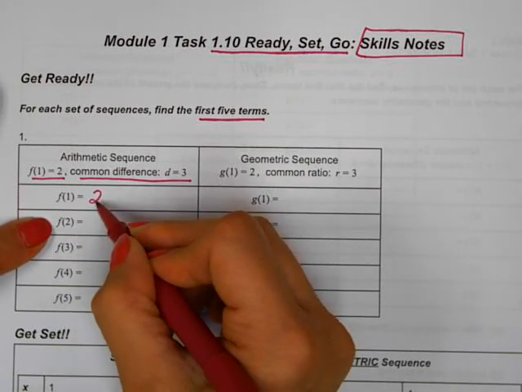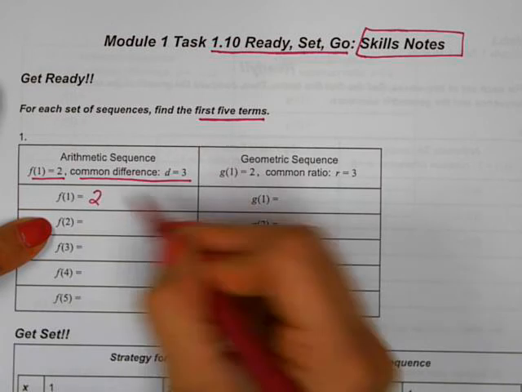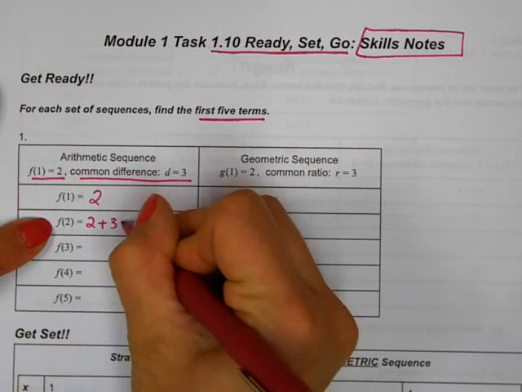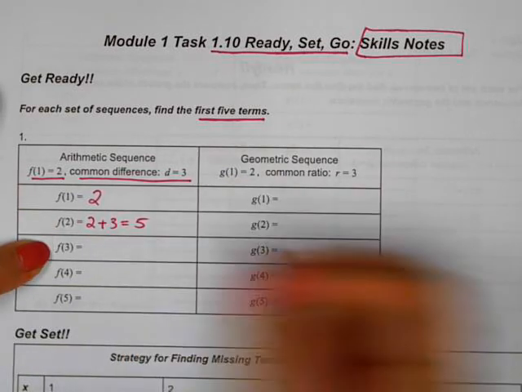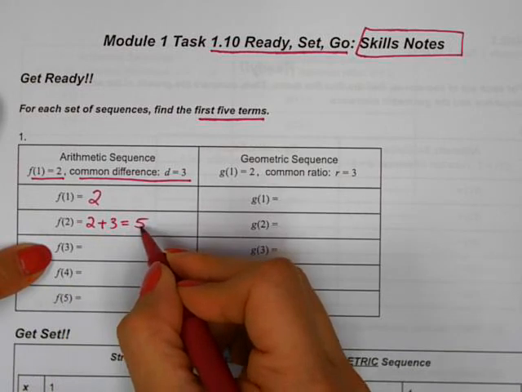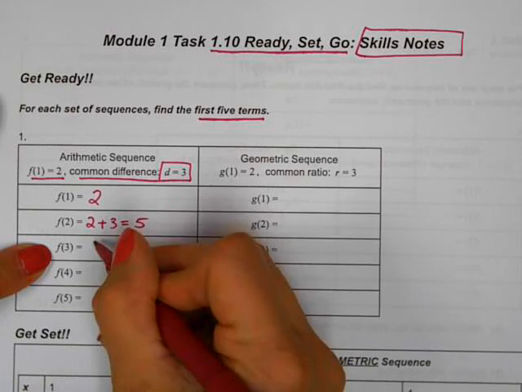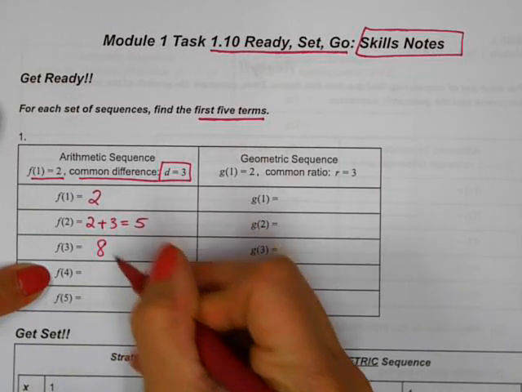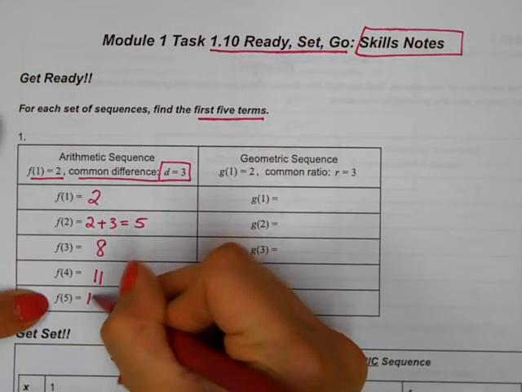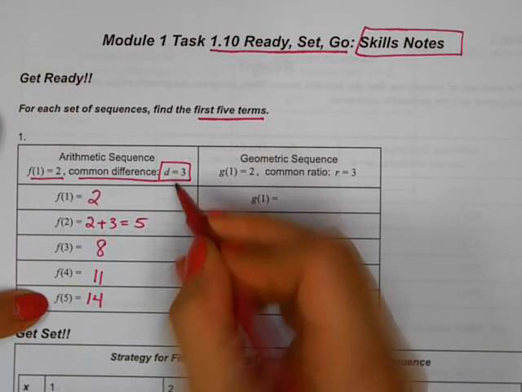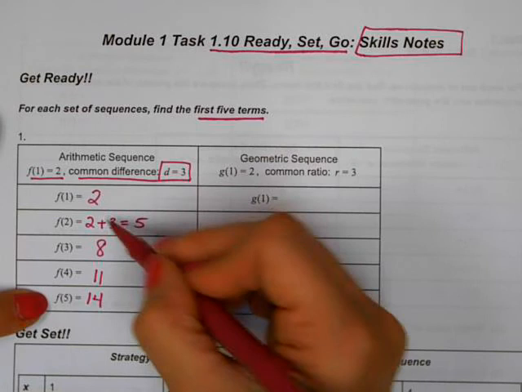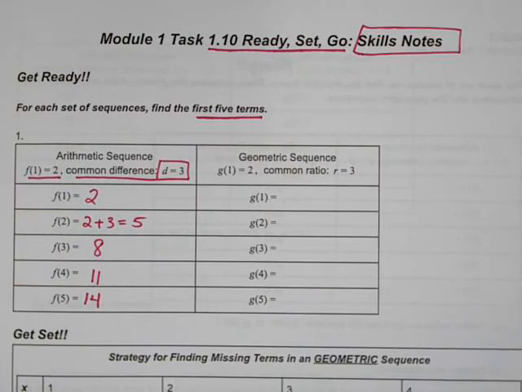I'm going to take 2, the last output, and I'm going to add 3. So 2 plus 3 makes 5. How do you find number 3? You take the previous answer, 5, and we're going to add our common difference of 3 and get 8. 8 plus 3 more makes 11. 11 plus 3 is 14. The common difference here was 3. Common differences can be positive numbers that you add or negative numbers, and they would go down.